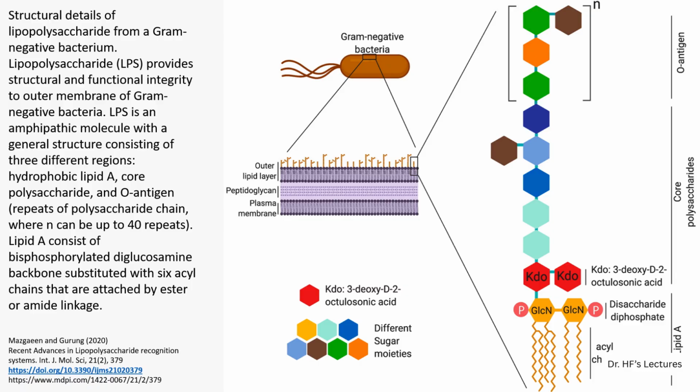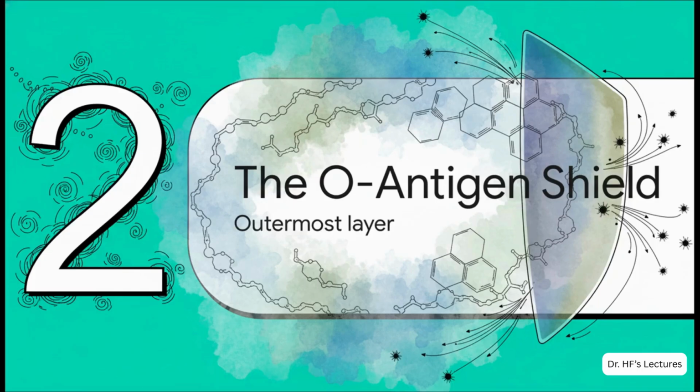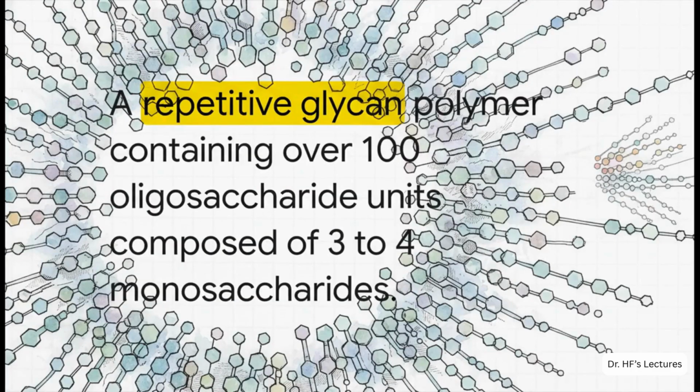Moving on to Section 2, the O antigen shield, the outermost protective layer. Now, sitting at the very top of the structure is the O antigen, which is fully exposed to the extracellular environment. This thing is a repetitive glycan polymer packing in over 100 oligosaccharide units. And what's wild is that it's a highly heterogeneous shield. It varies wildly between and even within different bacterial species. Because of this, it acts as the primary site of immunologic specificity.